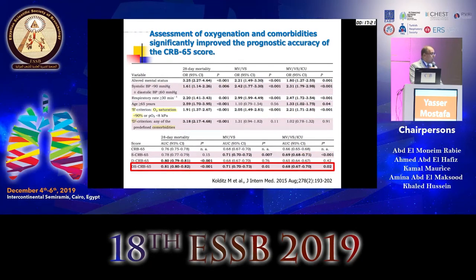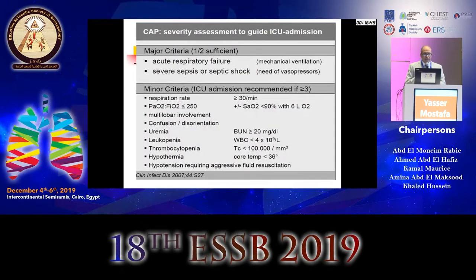But recently, two other points were added to it, which are the S criterion for oxygen saturation and the D criterion for comorbidity, and this was tested as a predictor for mortality and morbidity and was published in 2015, and it was found that this CURB 65 DS system has good prognostic accuracy in assessment of patient severity from pneumonia.